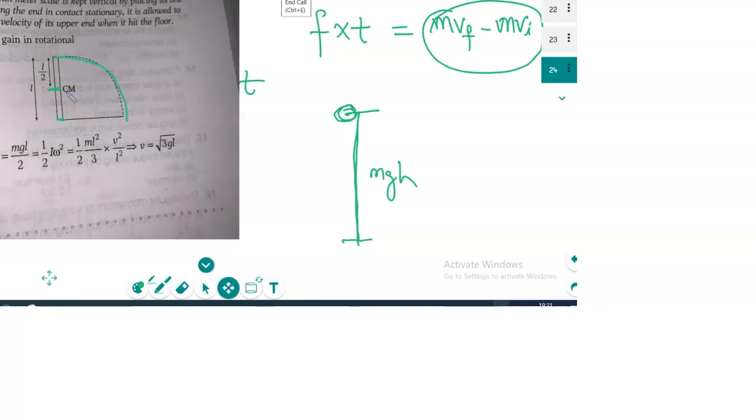Moment of inertia. There was one more question. This is the I value: what is the I you have taken here? ML squared by 3. About which axis have they taken it? About which axis is it rotating? This one, on the bottom. This is the one you explained to me in the first class. The axis it is rotating about, correct?